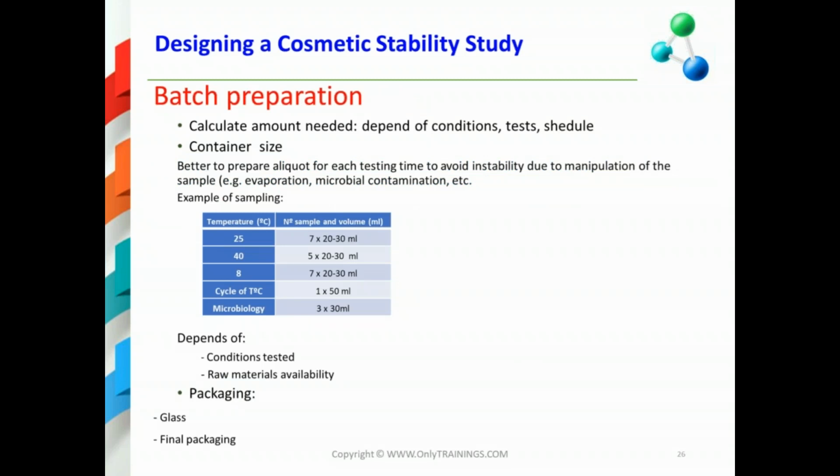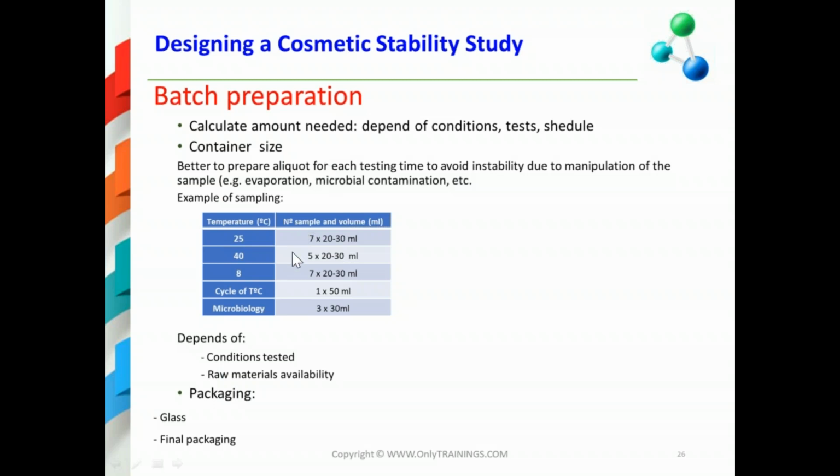Okay, the batch preparation: what is the size of the batch that you need to prepare to test stability? This will depend on the conditions, the tests that you will perform, and the schedule of times that you plan to test. The container size will also depend on the test that you want to perform, but a recommendation is to prepare an aliquot for each testing time and not to try to prepare one sample for many stability times, to avoid instability due to the manipulation of the sample, for instance evaporation or microbial contamination. So it's better to have one sample for each time.